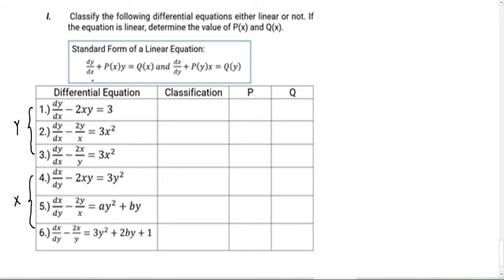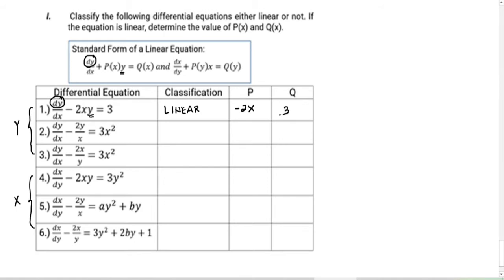For the standard form of a linear equation in variable y, you notice this is dy and we have only here variable y raised to the first power. For our number 1, we have here dy and we have variable y raised to the first power. Therefore, this is linear. And our value for p here is the coefficient of y. This is negative 2x.